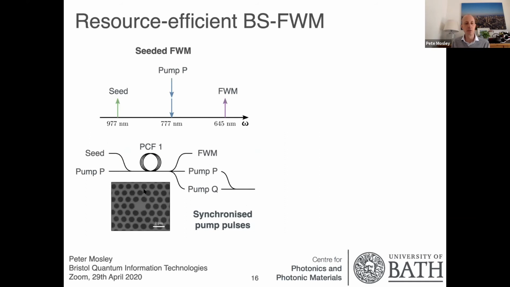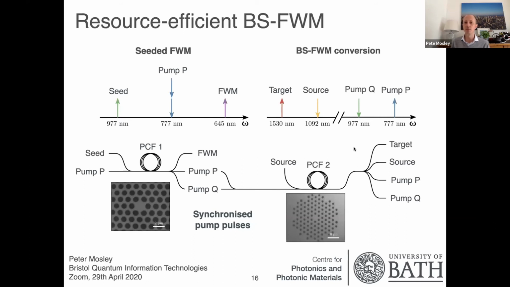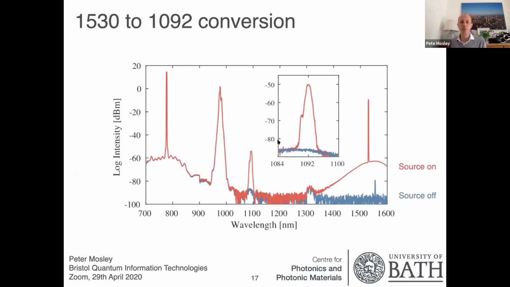So here's a PCF that we used for a seeded four-wave mixing process, pumped at 777 nanometers by a Ti:sapphire laser and seeded at 977. So we have amplification of this seed and generation of a conjugate four-wave mixing wavelength in this first piece of PCF, and the separation between the pump and the seed is the same as the frequency shift that we want for our source photon. Then we take these two pump wavelengths, 777 and 977, and feed them into a second PCF where we do the Bragg-scattering four-wave mixing conversion and convert our source photon into a target. And this is something that we implemented.